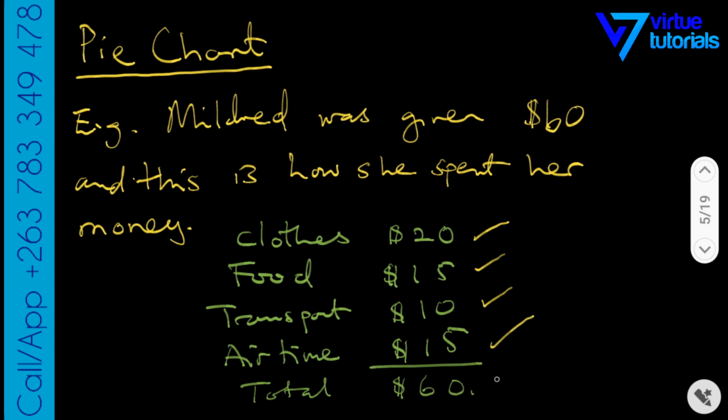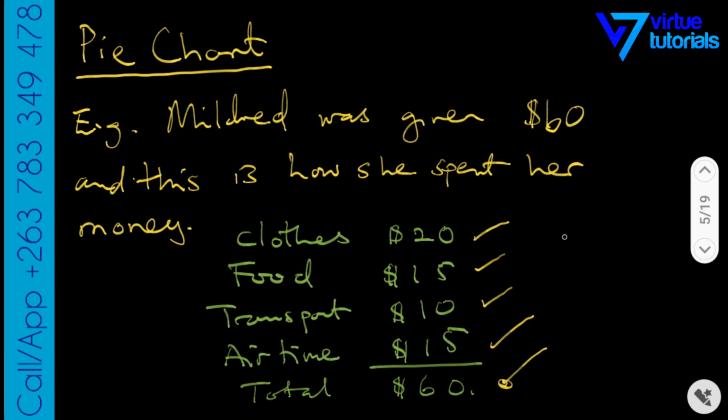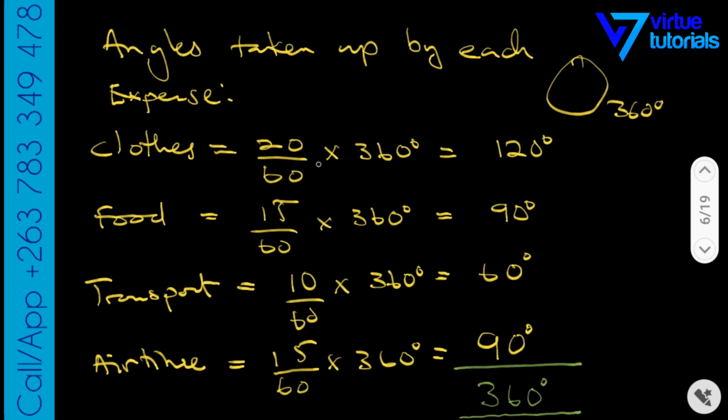If you add this up, that's how you get your $60. So now a pie chart is a circle, and the circle is made up of 360 degrees, right? So you need to find a way of allocating angles to these values so that they can be presented on a pie chart. And this is how you do it.